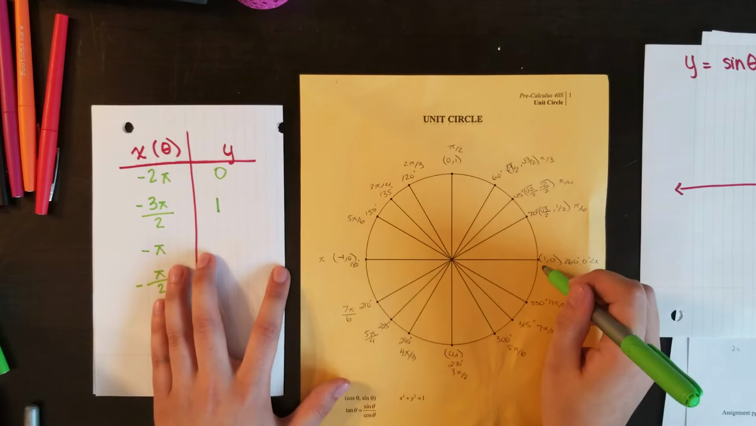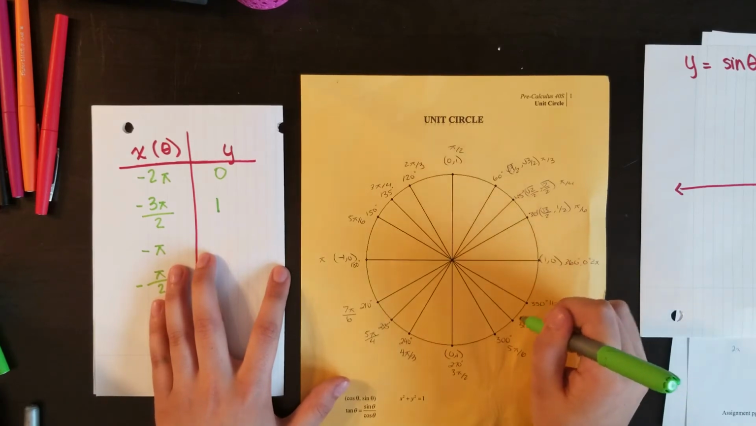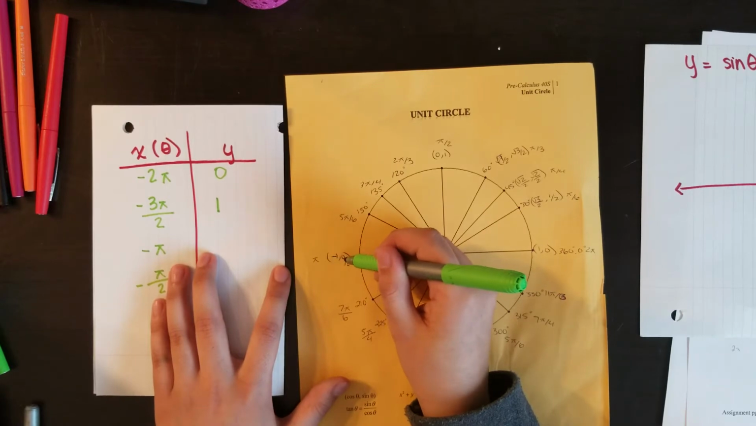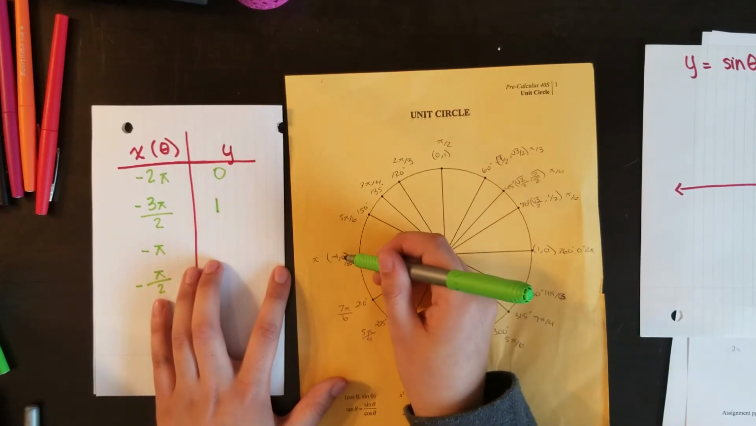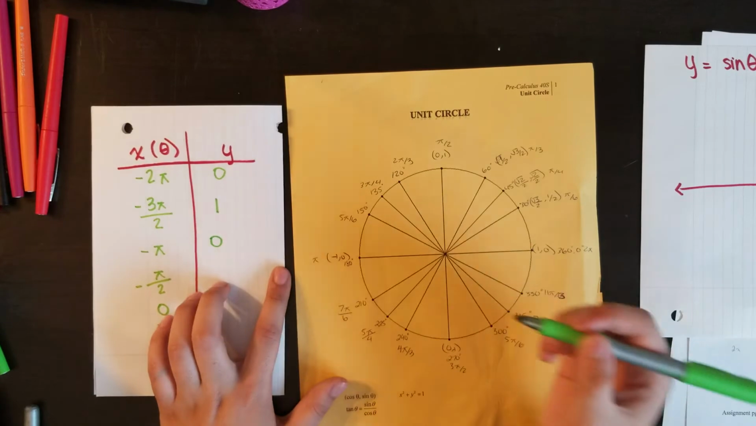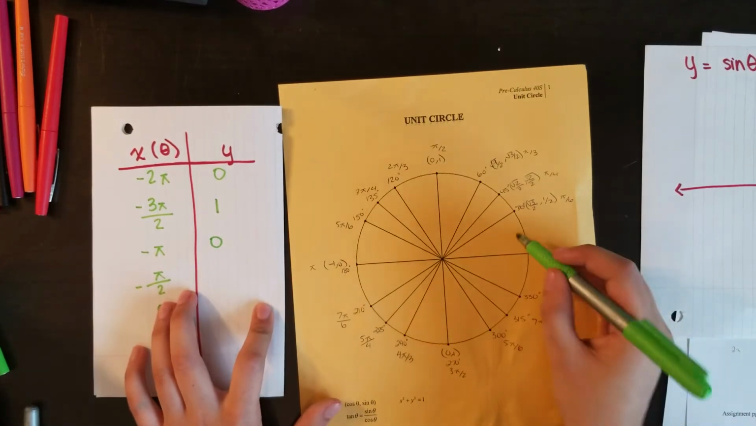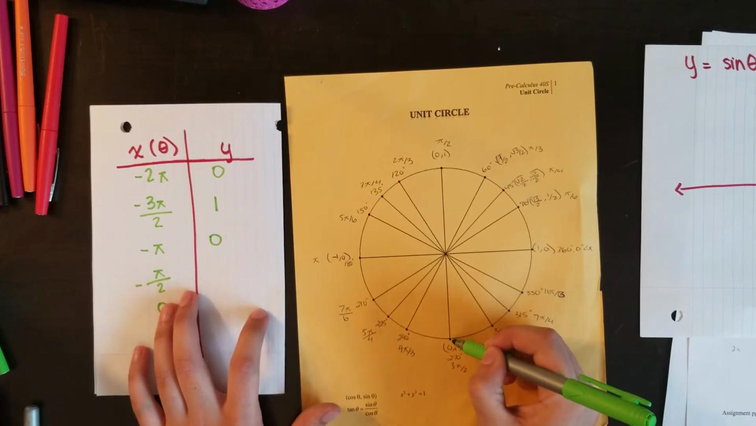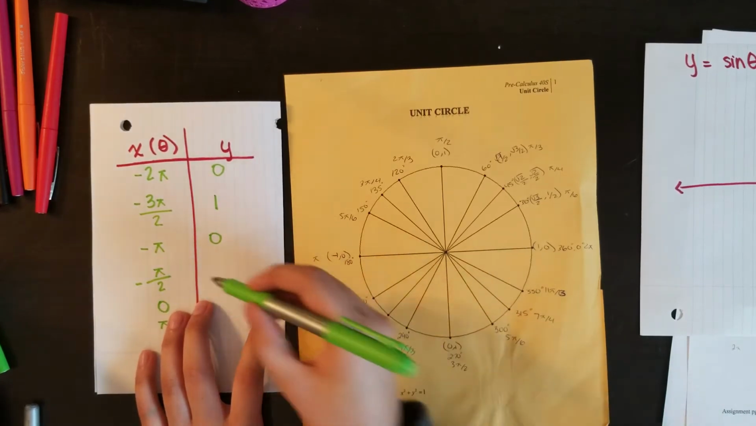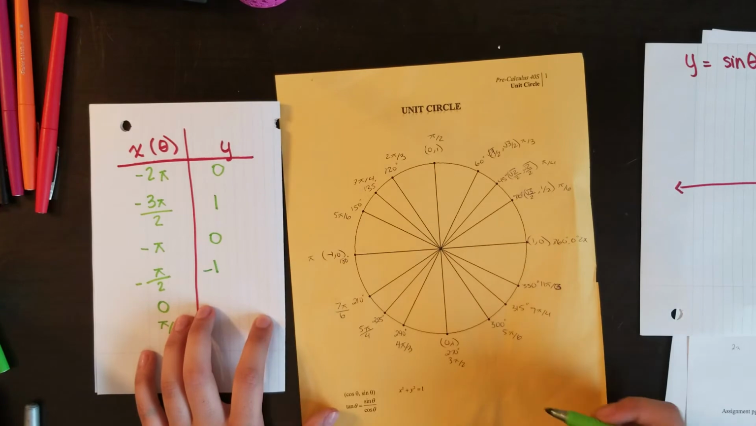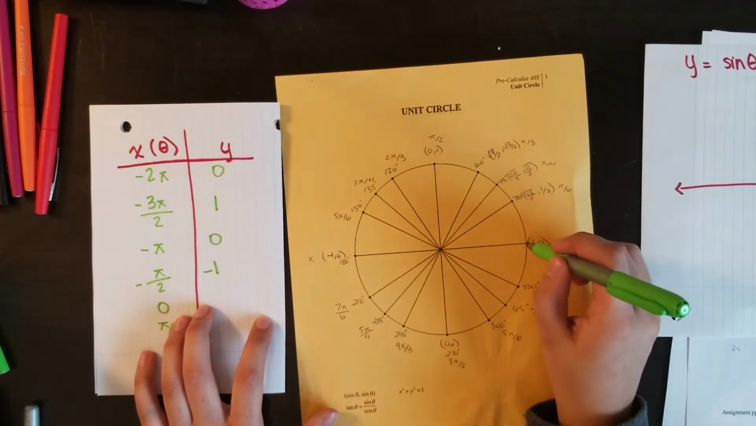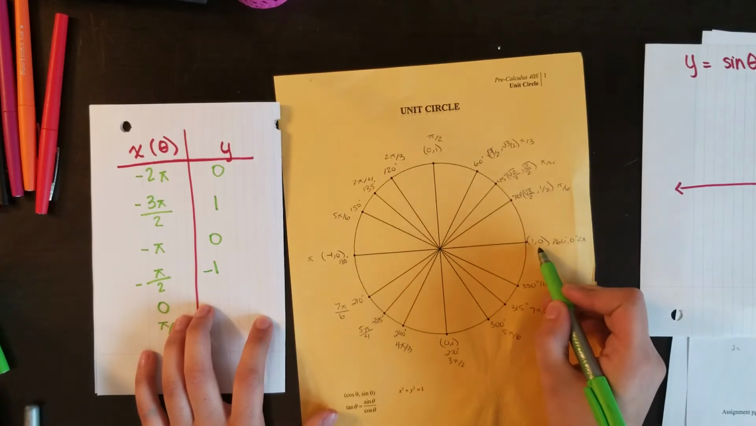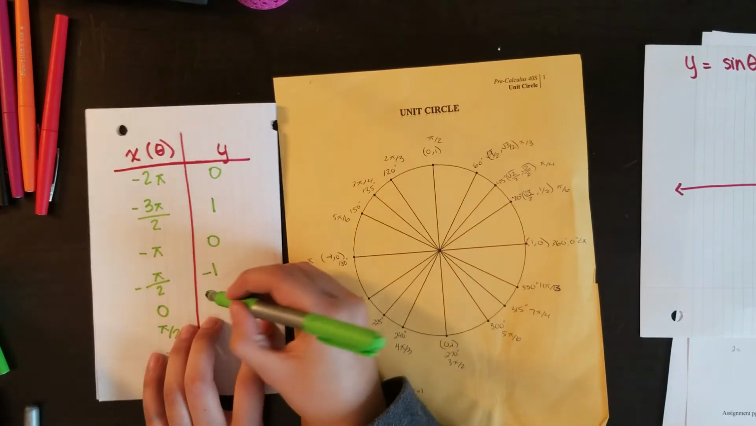At -pi, that's 180 degrees clockwise. So it's this way. Coordinates here, -1 and 0. Well, 0 is my sine value, so 0. At -pi over 2, that's 90 degrees clockwise, so that's this way, 0 and -1. So in this case, my sine value is -1. 0 degrees, which is just right here, it's 1 and 0. Those are my coordinates. So my sine value is 0.